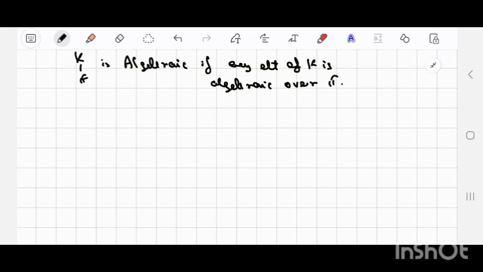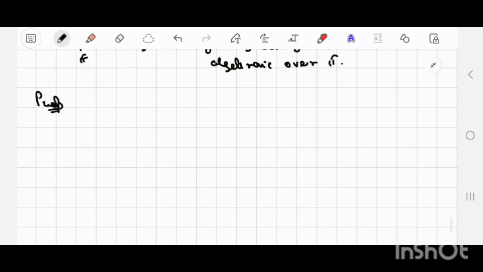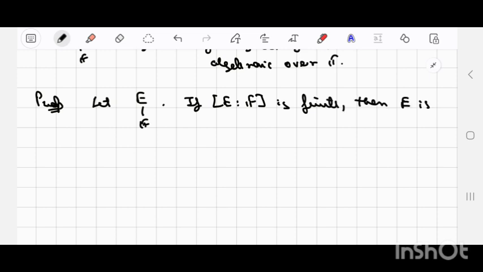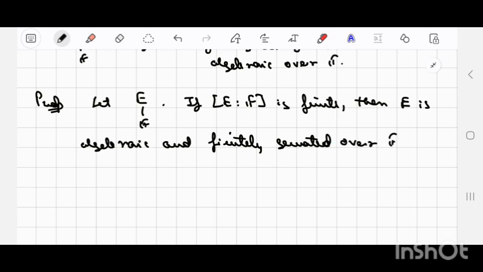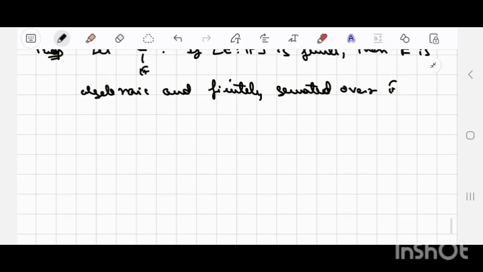Just go back to the previous lecture. I guess in that part there was no lag. Please go and view. But here we prove something a bit more general. Let E over F be an extension. If this is finite, then E is algebraic. This is something which we have already proved, and finitely generated over F. That is, it is extended by some finite number of elements. Clear? It is finitely generated over F.